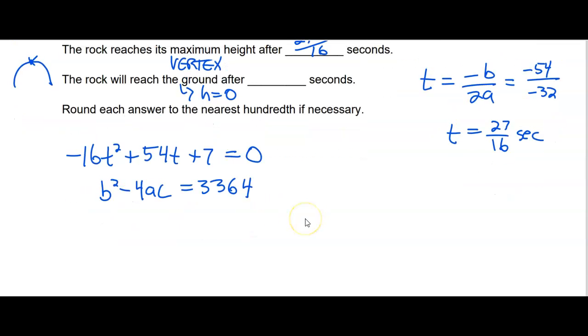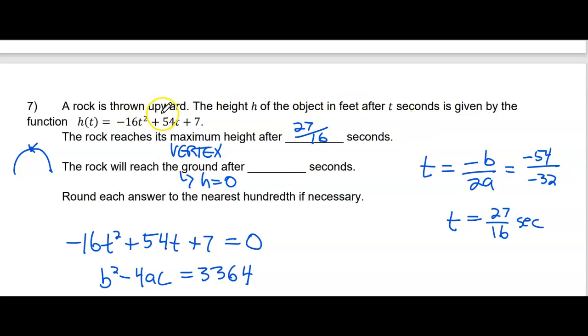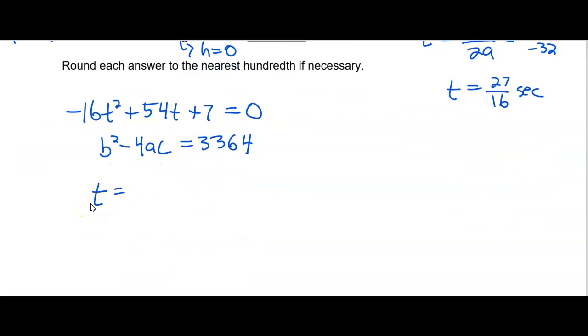to get the answer. So the quadratic formula is t in this case, not x. The variable here is t. That's what's in the function notation, the t. T equals opposite b, that's opposite 54, plus or minus the square root of the discriminant, which we've worked out. All this is over 2a, which is negative 32.